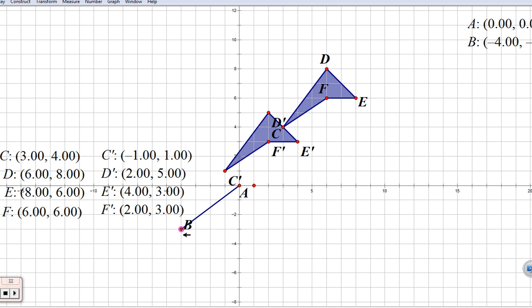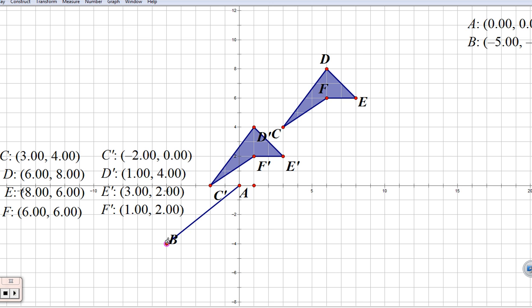So what do you think if I move point B over here to -5, -4? What do you think we're going to do to all our x values in our points over here from C to C prime, D to D prime, and so on? I'm going to subtract 5. Does that work? Going from 3 to -2, is 3 subtract 5 -2? Is 6 subtract 5 1? Is 8 minus 5 equal to 3? And 6 minus 5 equal to 1? It worked for every single x value.